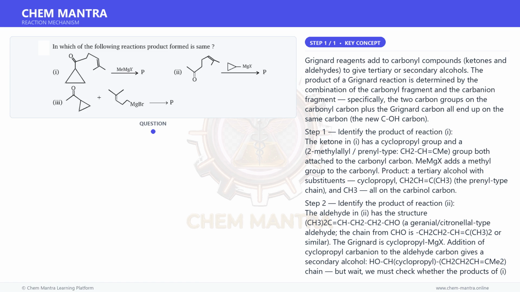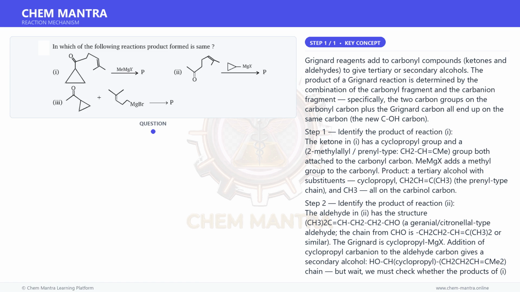Step 2. Identify the product of reaction 2. The aldehyde in 2 has the structure CH3 2C=CH, CH2, CH2, CHO, a geranyl citronellyl type aldehyde. The chain from CHO is CH2, CH2, CH=C, CH3 2 or similar. The Grignard is cyclopropyl-MgX. Addition of the cyclopropyl carbanion to the aldehyde carbon gives a secondary alcohol, OCH, cyclopropyl, CH2 CH2 CH=CMe2 chain.